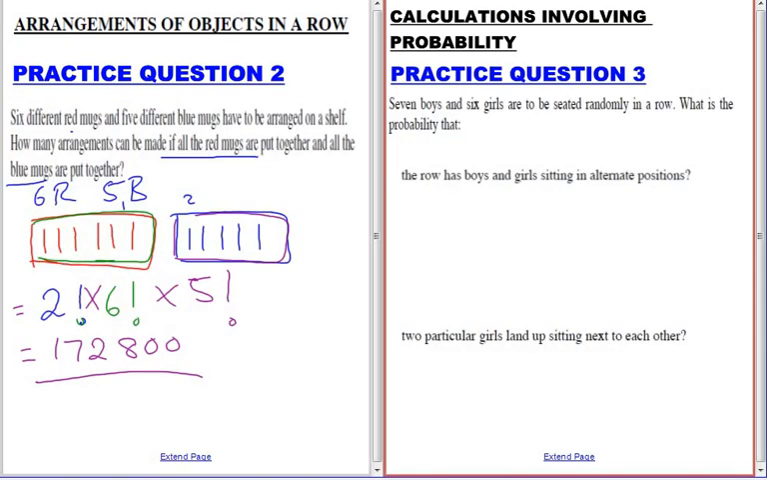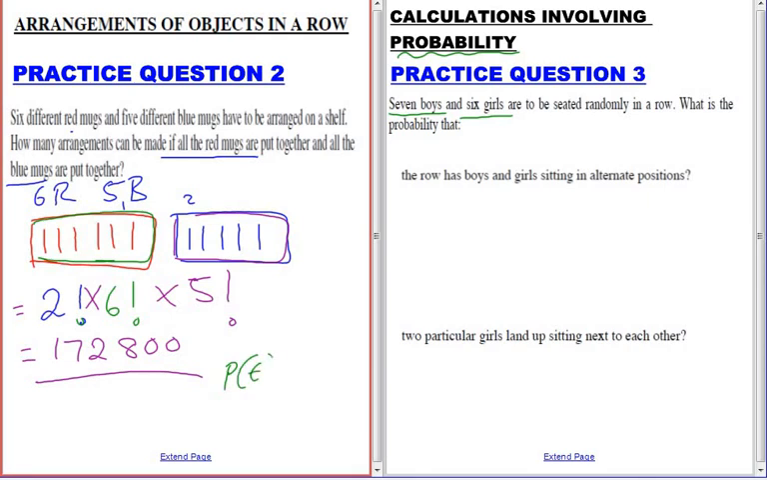Now let's go to your practice question 3 to see if you're grasping this concept. So what do we have here? It's 7 boys and 6 girls are to be seated randomly in a row. What is the probability? You see, these are now calculations that involve probability. So when you have calculations that involve probability, you first of all figure out what your sample space is. Remember anyway that the probability of an event happening is the number of times that event is taking place divided by the total number of possible outcomes in that sample space, okay?